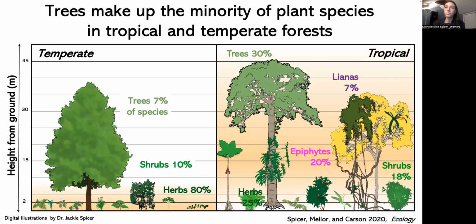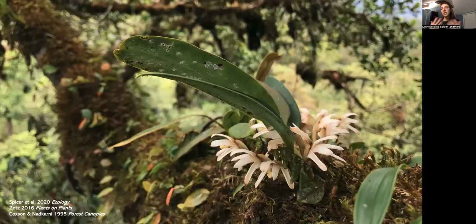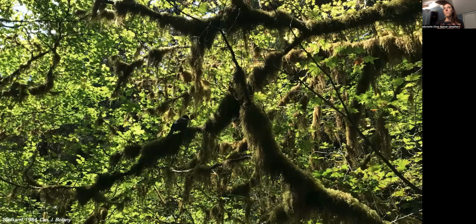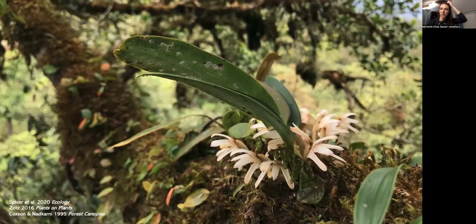Now, highlighted in pink is this word on the right, epiphytes. And epiphytes make up about 20% of neotropical forests. That's where this study is from. But globally, these plants that grow up in the canopy non-parasitically make up about 10% of vascular plant species.